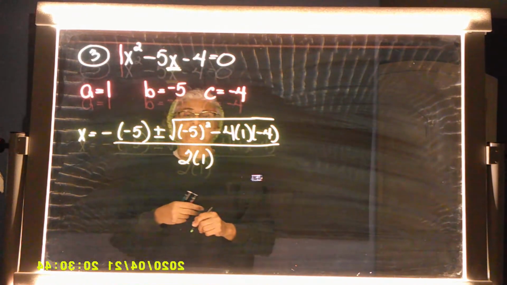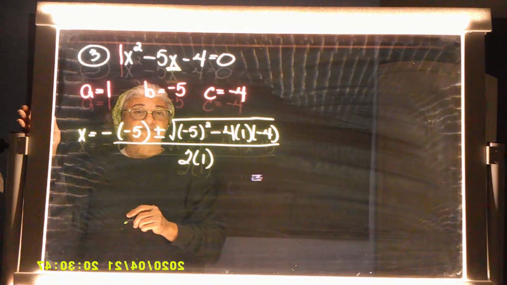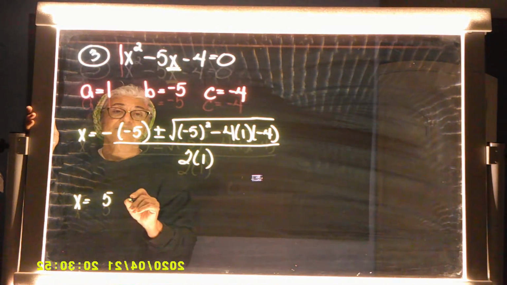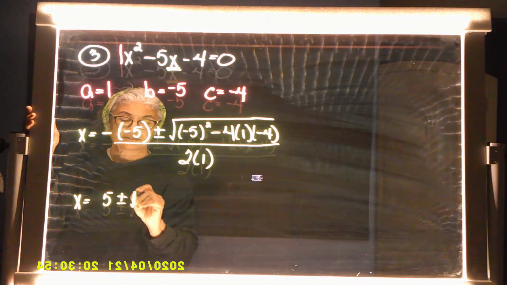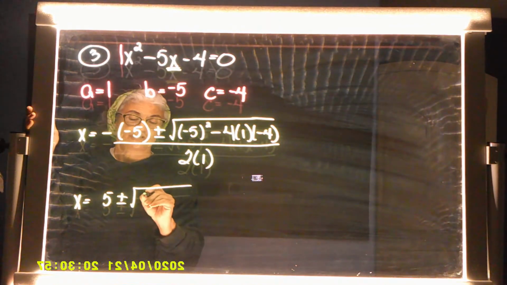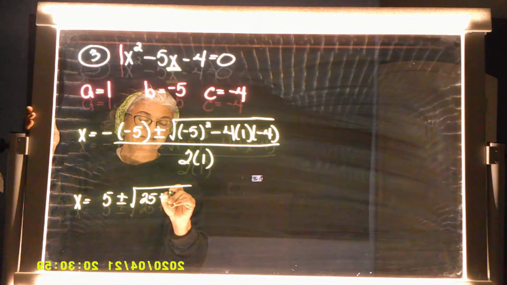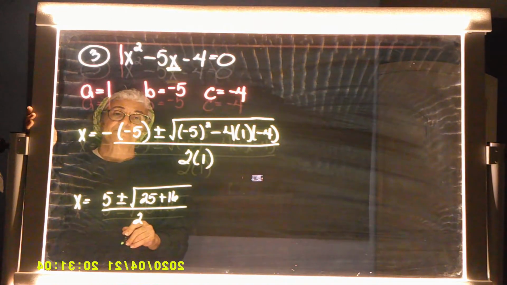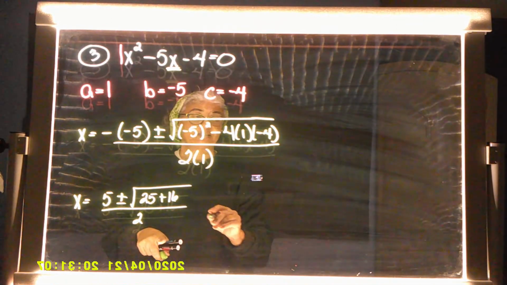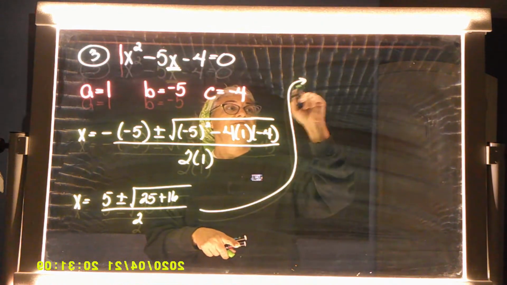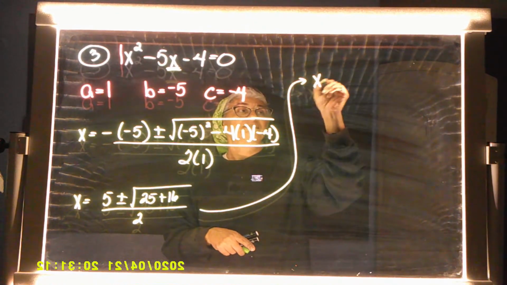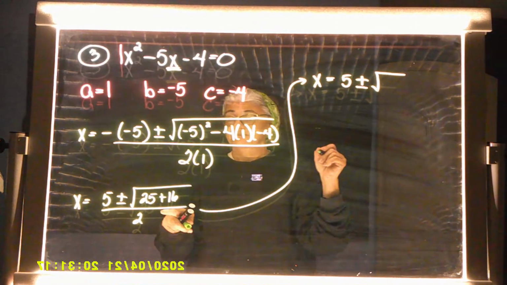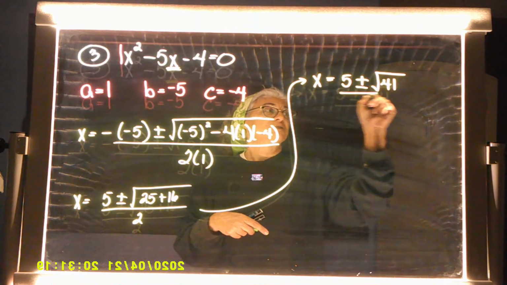With me? Okay, looks like we have some simplifying to do. X equals, now that's going to be a positive 5, isn't it? Plus or minus the square root of, good, that's going to be 25 plus 16, won't it? All over just 2. And I'm going to continue this over here. So it looks like x equals 5 plus or minus the square root of, good, 41 over 2.